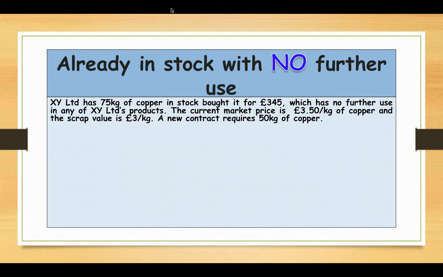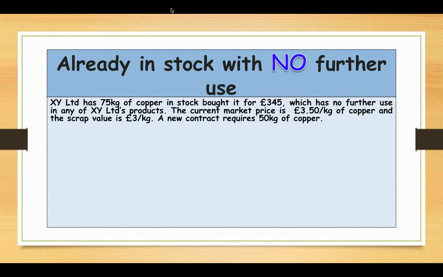XY Limited has 75 kilograms of copper in stock, bought it for £345. So if you look at this £345, the company has already paid it. So that is a sunk cost. So we all know sunk cost is not a relevant cost. So this £345 is not relevant.